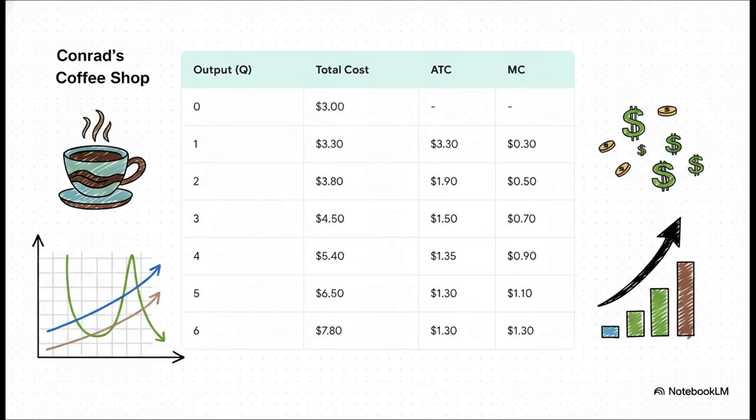Simple division. You take the total cost, $3.80, and you divide it by the quantity, which is 2. That gives you $1.90 per cup. Now look down the ATC column. See how it falls, and then hits a low point of $1.30?